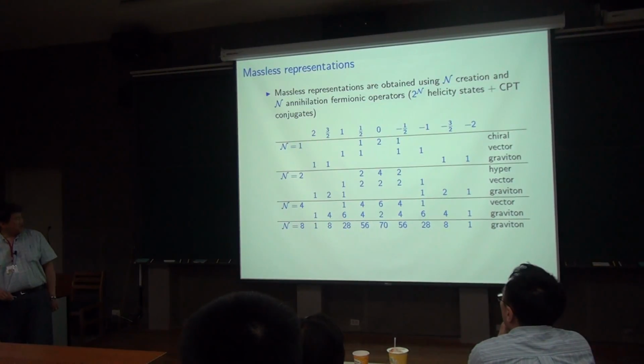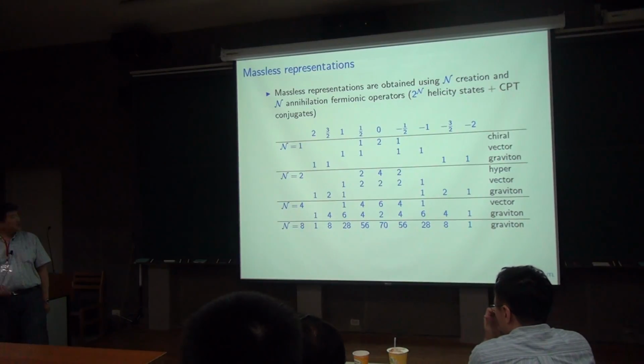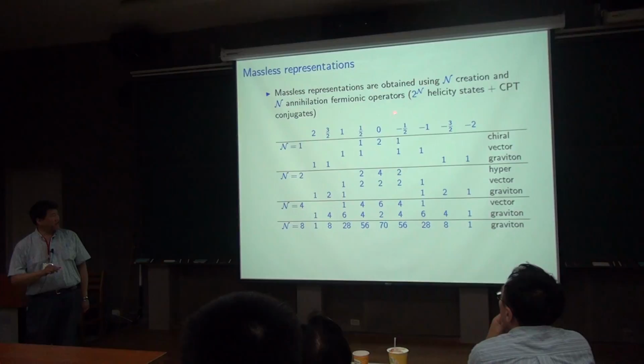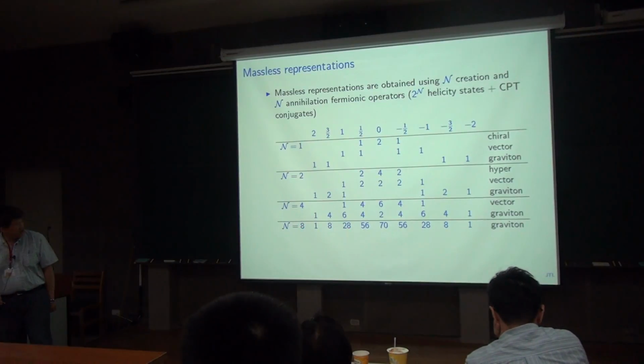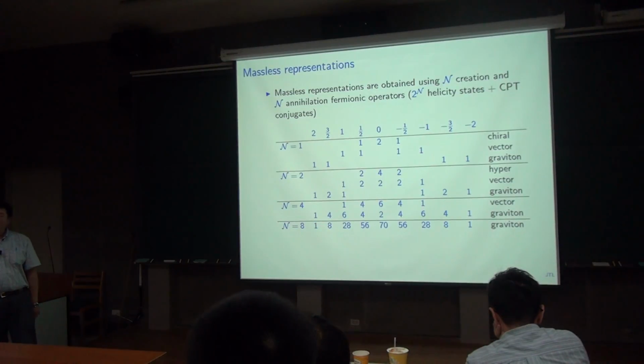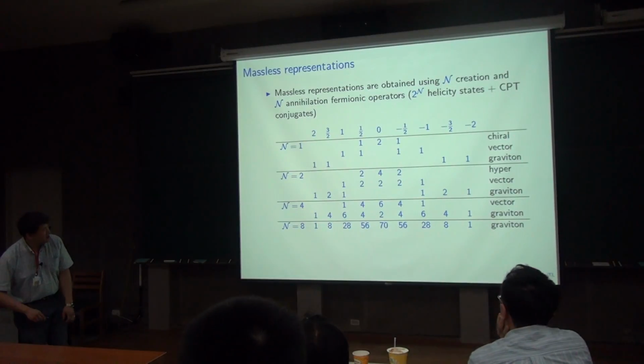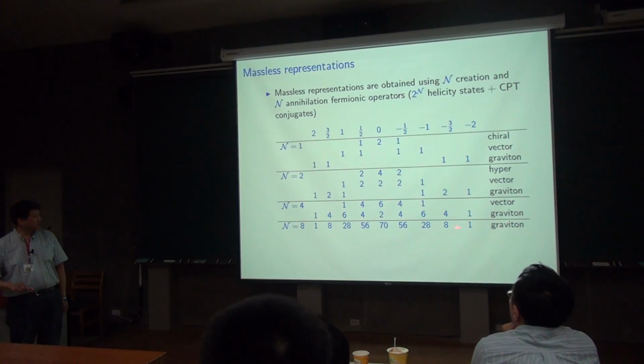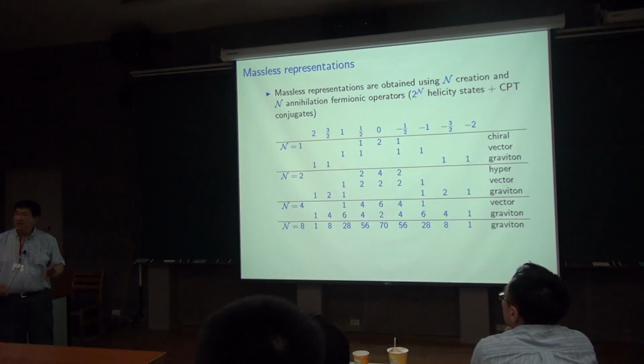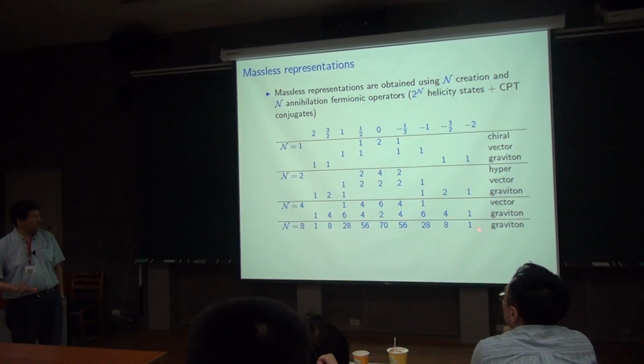If you go to N equals 8, then you have to connect helicities differing by 4 units. So I start at helicity 2, I can generate all the way down to helicity minus 2, and these are just the binomial coefficients for 2 to the 8. So when I get to N equals 8 supersymmetry, I'm left with only the spin 2 or graviton multiplet. This shows you that N equals 8 is basically a supergravity theory. You can't do N equals 8 without gravity.